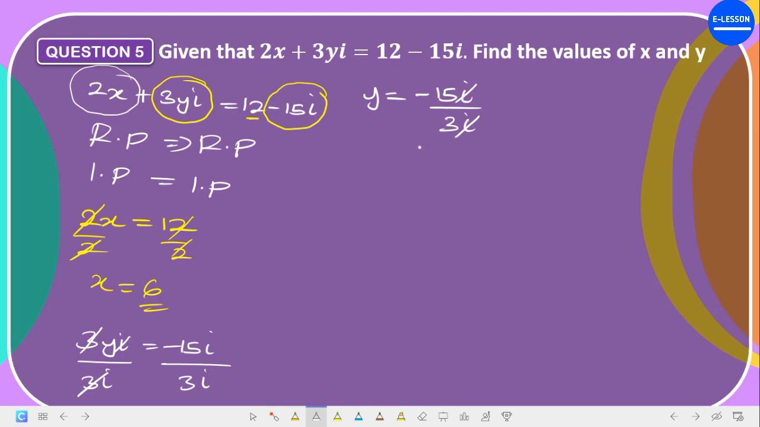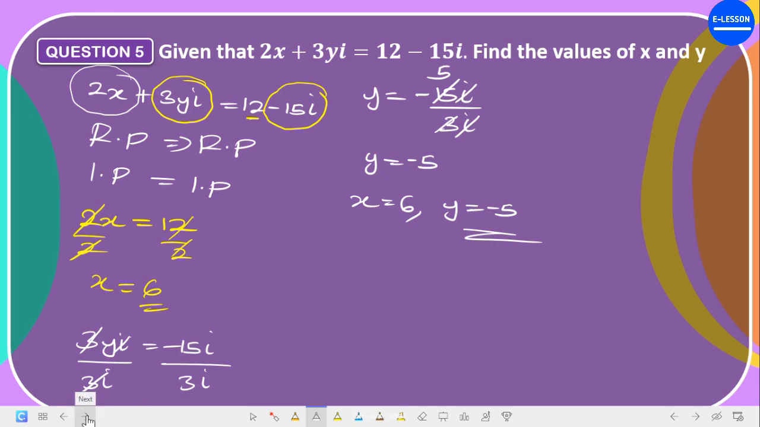The i cancels i. Now 3 going into 15 is what? 5. So your y is minus 5. So your x is 6 and your y is minus 5. It's as easy as that. Are we getting it now? Your x is 6, your y is minus 5.